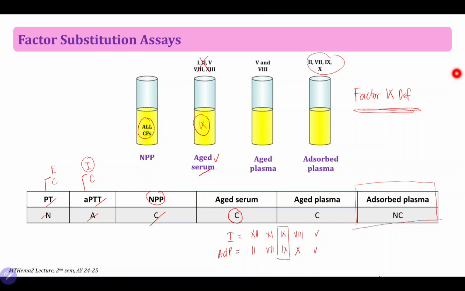Okay? Another one, you have your aged plasma. If you have factor 9 deficiency, would it be corrected in the aged plasma? The answer is yes, it would also be corrected because your aged plasma also contains factor 9. Dahil ang wala lang sa kanya ay si factor 5 and factor 8. So therefore, tama yung sagot mo na the deficiency in this case is factor 9.